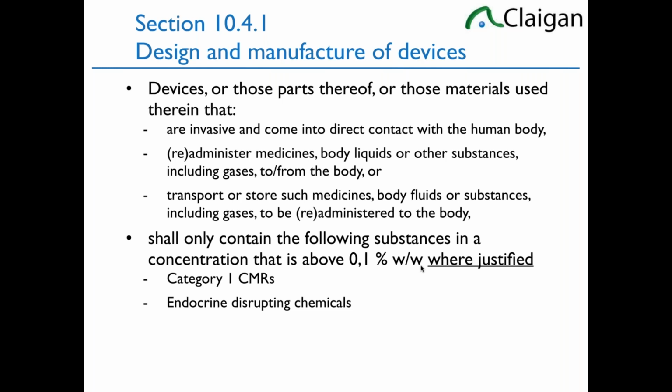So in this case, if you have a known category 1 carcinogen, mutagen, or reproductive toxin, or an endocrine disrupting chemical above 0.1% by weight, in a material or component that meets one of the criteria above, it's in direct contact, re-administering liquids or gases, or administering or transporting and storing for re-administration liquids and gases, you need to justify the presence of that substance. It's not banned, but you have to justify it.